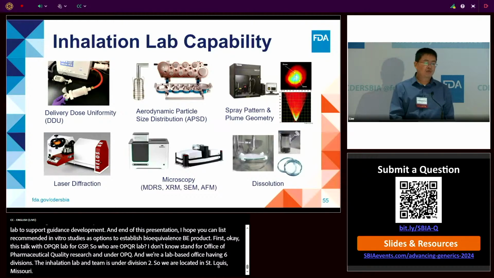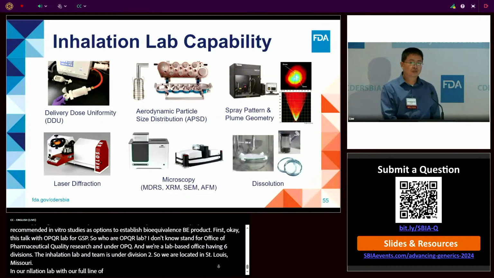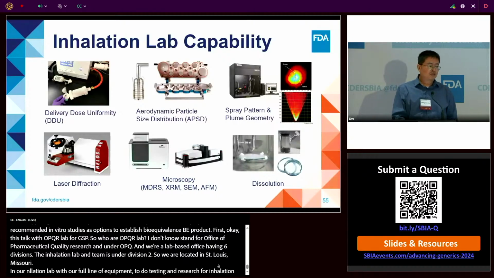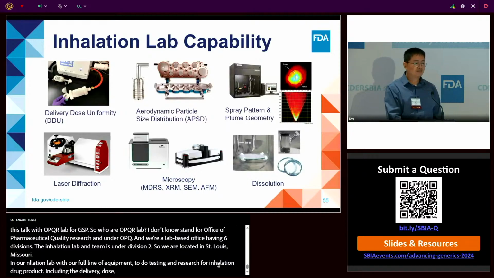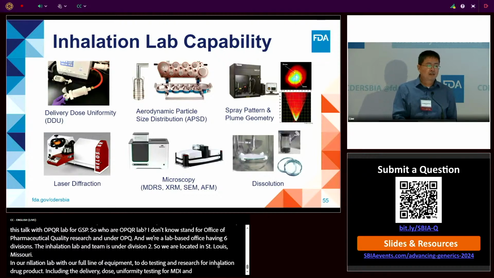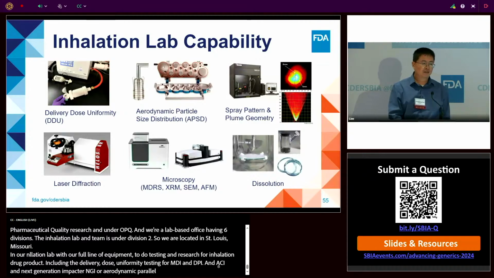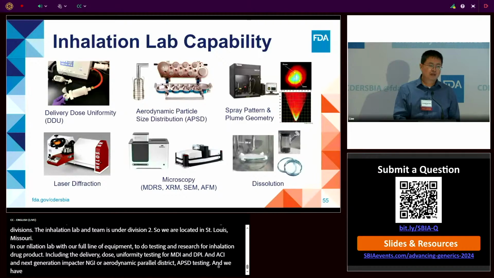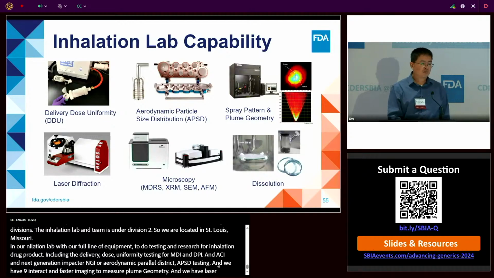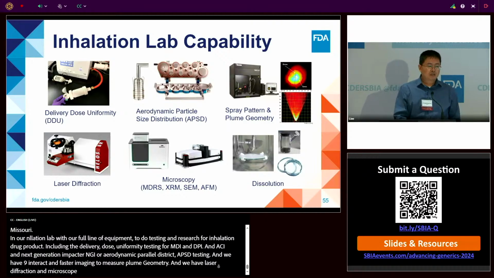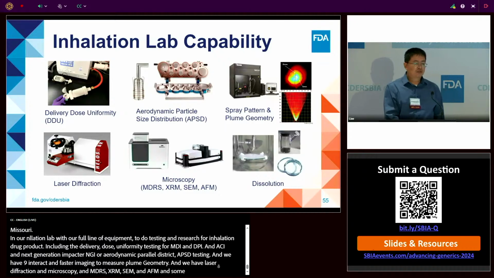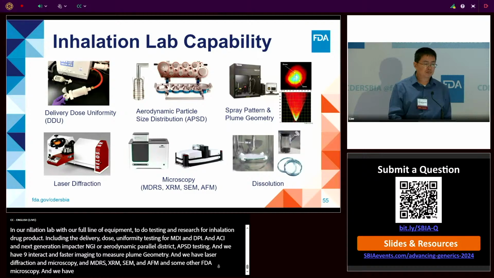In our inhalation lab, we have a full line of equipment to do testing and research for inhalation drug products, including delivered dose uniformity testing for MDIs and DPIs, Andersen Cascade Impactor, ACI, and Next Generation Impactor, NGI, for aerodynamic particle size distribution, APSD, testing. And we have a non-impaction fast imaging method instrument, SprayView, to measure spray pattern and plume geometry. And we have laser diffraction, and various types of microscopy, including Raman microscopy, 3D X-ray microscopy, SEM, AFM, and also FTIR microscopy. And we have dissolution capacities to perform dissolution, diffusion, and permeation.